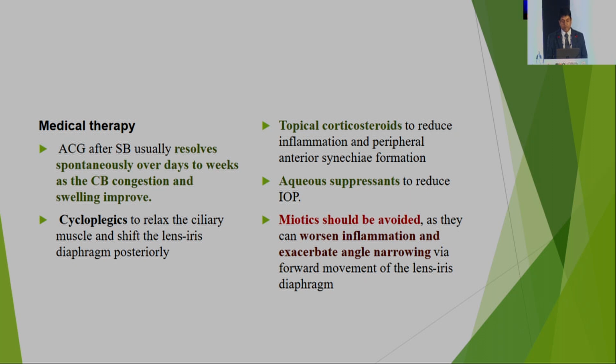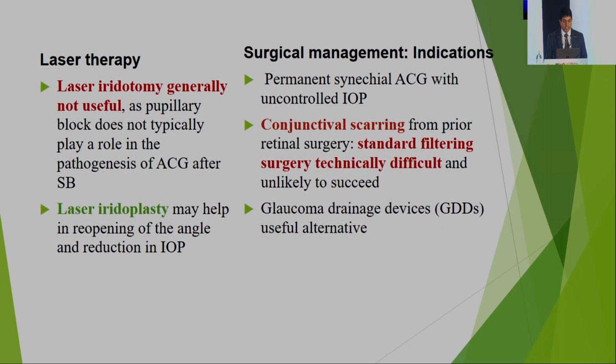Aqueous suppressants should be given. Miotics, however, should be avoided in these cases. Laser iridotomy actually doesn't help in these cases, but laser iridoplasty can be tried. In cases where all these initial measures fail, we have to go for glaucoma drainage procedures.